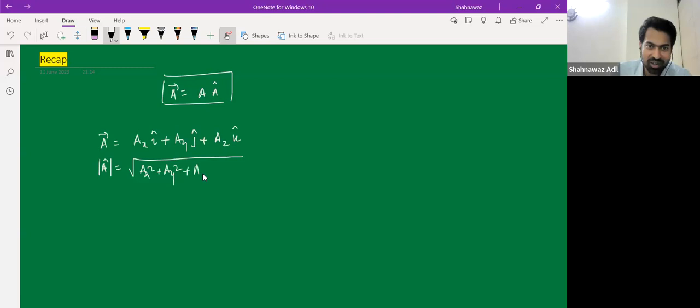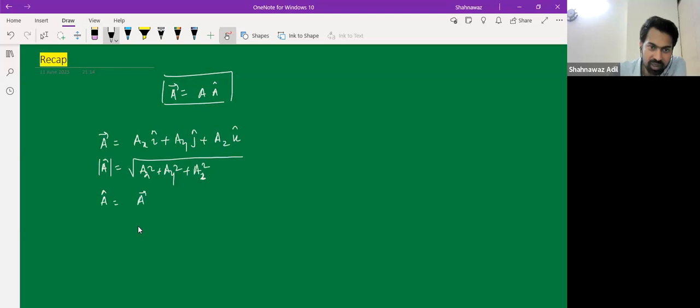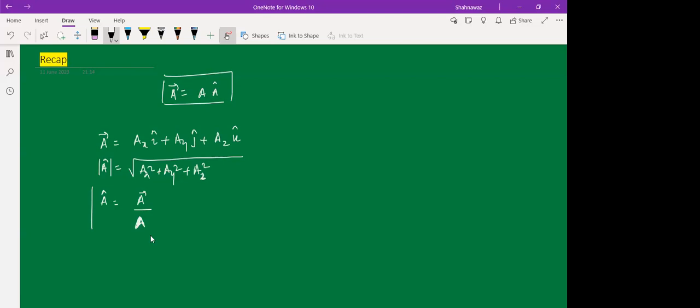Right. So now you are very fast, because we have revised this so many times. And the direction is represented by a hat, and that is the vector divided by its magnitude. Let me write, not the vector one, right? If I have an arrow, that represents the vector, and if I don't have an arrow, that represents only the line, right?